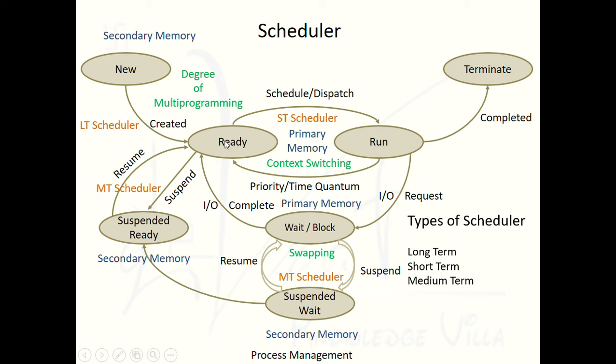Same here, from ready state to suspend ready, this is known as swapping of processes. So processes are moving from primary memory to secondary memory, and again if space becomes available in the ready state and wait state, processes move from secondary memory back to primary memory. This is known as swapping, and it is carried out by the medium term scheduler. So in total there are 3 types of scheduler: long term scheduler, short term scheduler, and medium term scheduler.